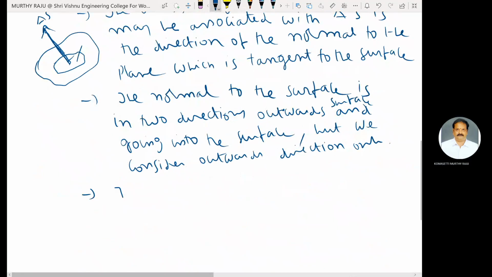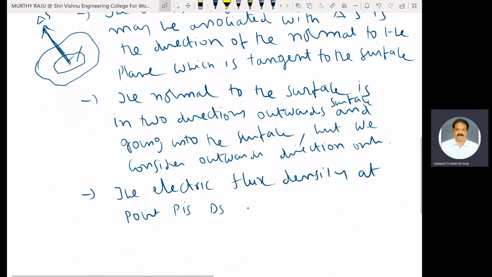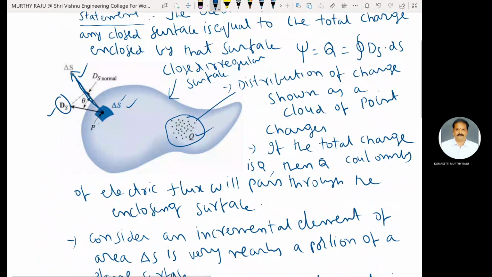Next important point is the electric flux density at point P is D_s, due to charge Q. This D_s makes an angle theta with the normal direction at point P. Delta S is the direction of delta S, which is normal to that plane surface.